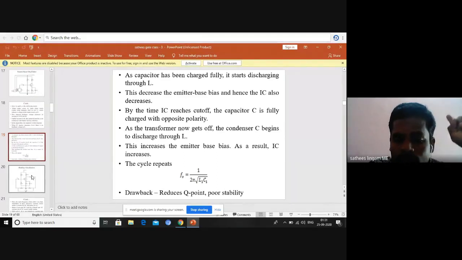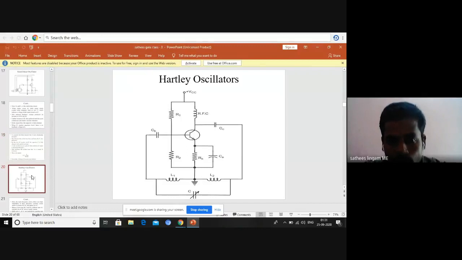Here one drawback is there. The drawback is a reduced Q point and poor stability. We will see that. Stability of oscillation means the amplitude and the frequency of the oscillated signal should be maintained constant, in a sustained manner. Now the Hartley oscillator.